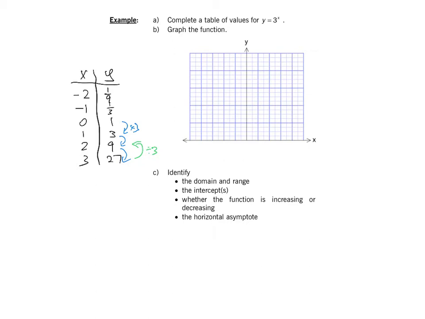Now that we have those values, we can go ahead and make our graph. And as you might imagine, it's going to be kind of hard to draw a ninth or even a third. So we're going to have to use a little bit of creative license here as far as what we want this graph to look like.